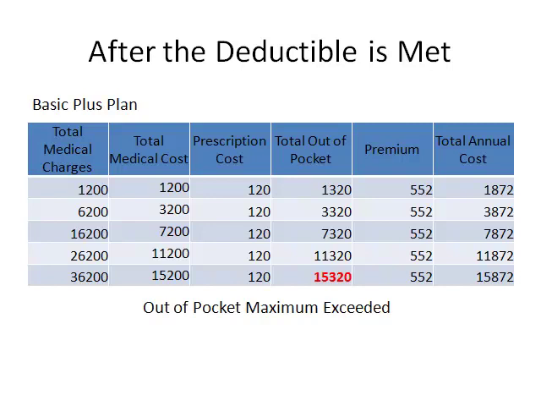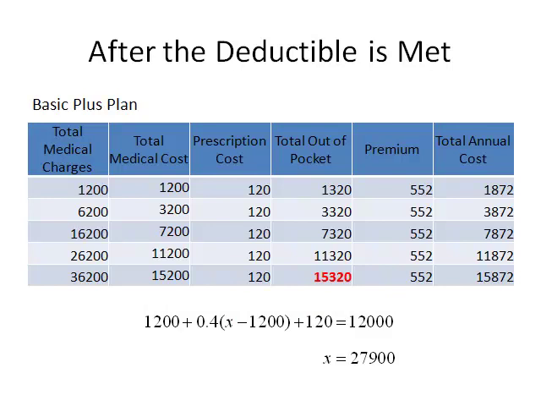However, notice that the out-of-pocket maximum of $12,000 is exceeded in the last row. We need to know the exact amount of medical charges at which the total out-of-pocket is exactly $12,000. To find this, we solve an equation corresponding to the deductible plus the coinsurance plus the prescription costs set equal to $12,000. The solution to this equation is X equal to $27,900.